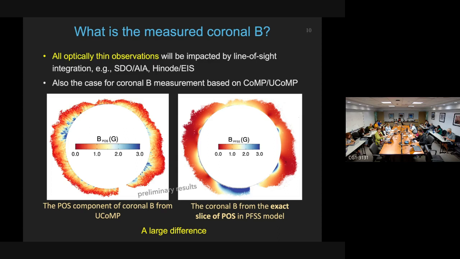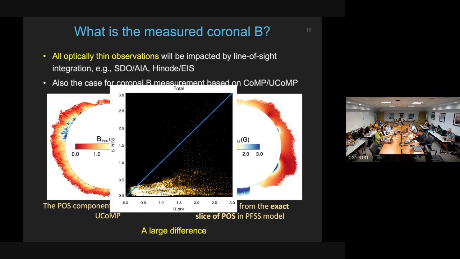So here on the left, this is the observed magnetic field strength, and on the right, we chose an exact slice of plane of sky from the PSI model, and we can see in many regions a very large difference, especially for example in the upper left corner, the active region, they are very different, and also for the polar regions. And this is the correlation between these two magnetic field maps. So the correlation is very bad.